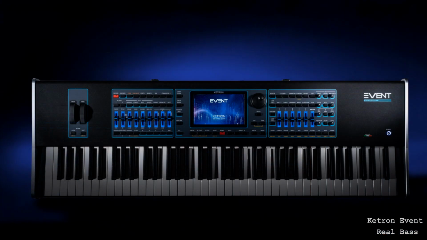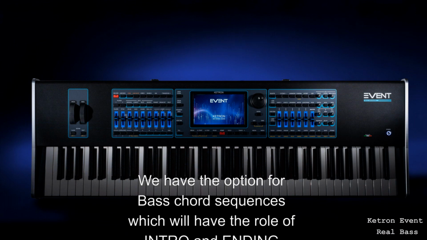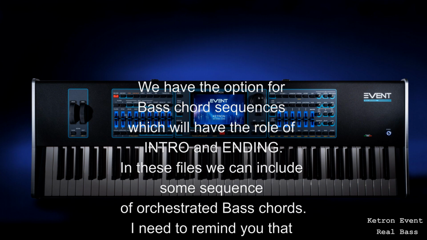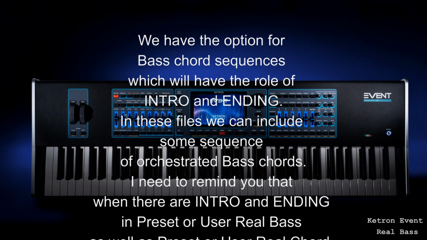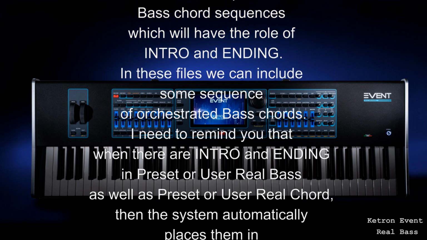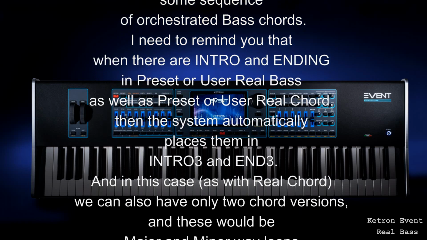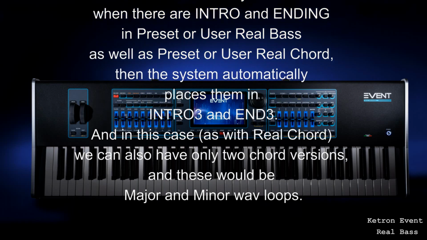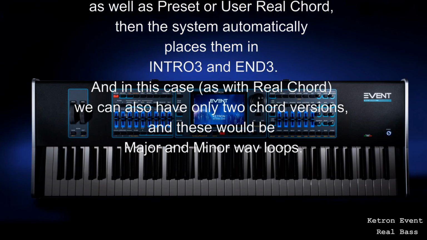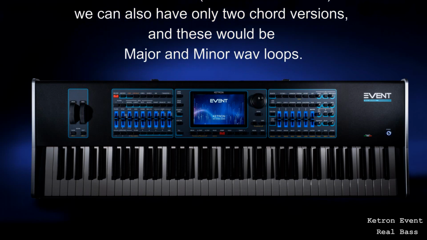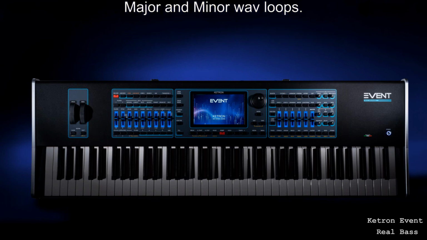Also, as with real chord, we have the option for bass chord sequences, which will have the role of intro and ending. In these files, we can include some sequence of orchestrated bass chords. However, I need to remind you that when there are intro and ending in preset or user real bass as well as preset or user real chord, then the system automatically places them in intro 3 and end 3. And in this case, as with the real chord, we can also have only 2 chord versions, and these would be major and minor WAV loops.